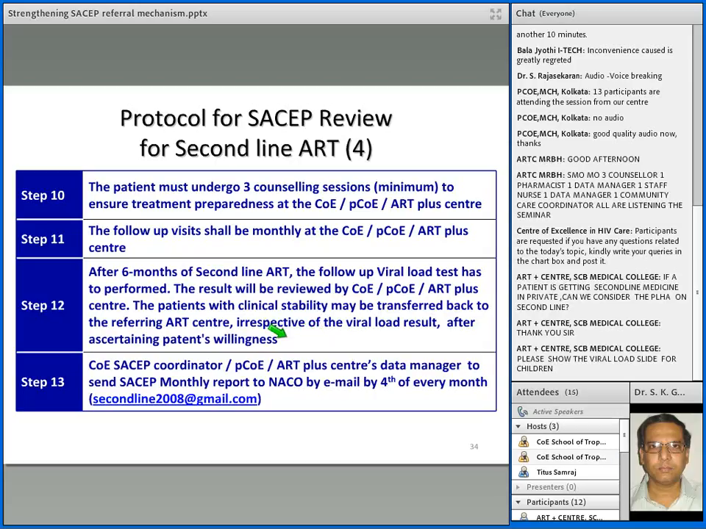And the coordinator or the ART plus data manager sends the monthly reports. Today is the day when the second line report has to be sent to NACO for all ART.